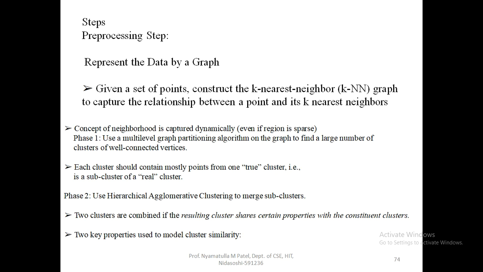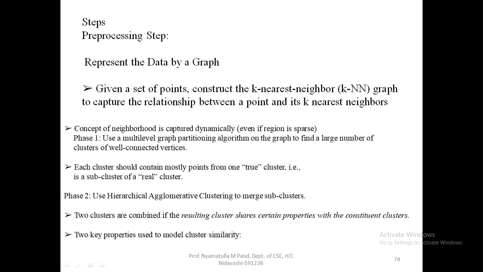Then phase 2: use hierarchical agglomerative clustering to merge the clusters. Here we are using the neighborhood concept with a graph partitioning algorithm. In phase 1 we use the graph based partitioning algorithm, and in phase 2 we use the hierarchical agglomerative clustering algorithm. In hierarchical agglomerative clustering, two clusters are combined if the resulting cluster shares certain properties with the constituent clusters.